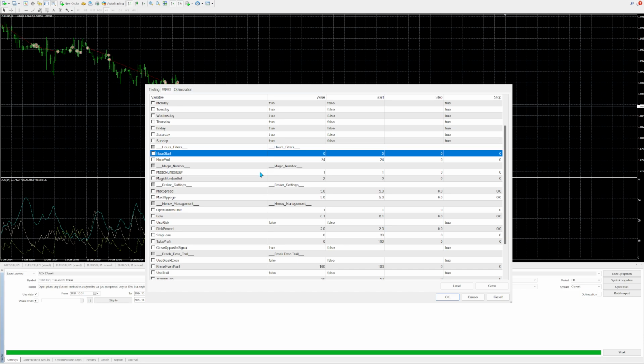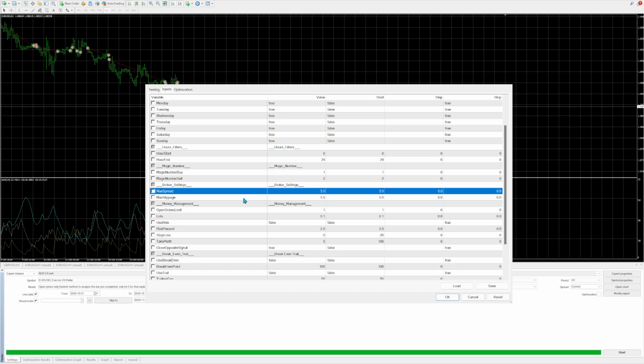Magic number is basically order ID. Okay, so you can do the magic number for a buy trade and the magic number for a sell trade. This is so that this EA doesn't clash with another EA or trades that you may be placing.